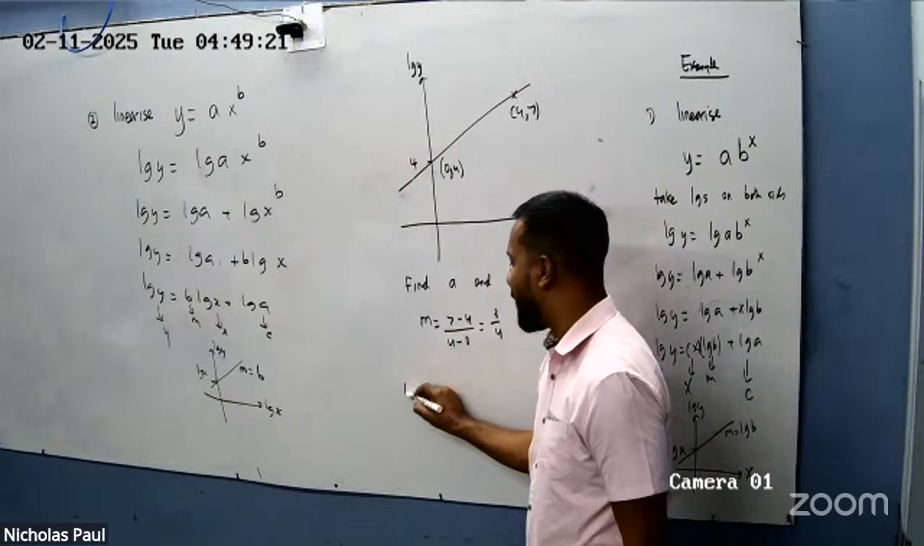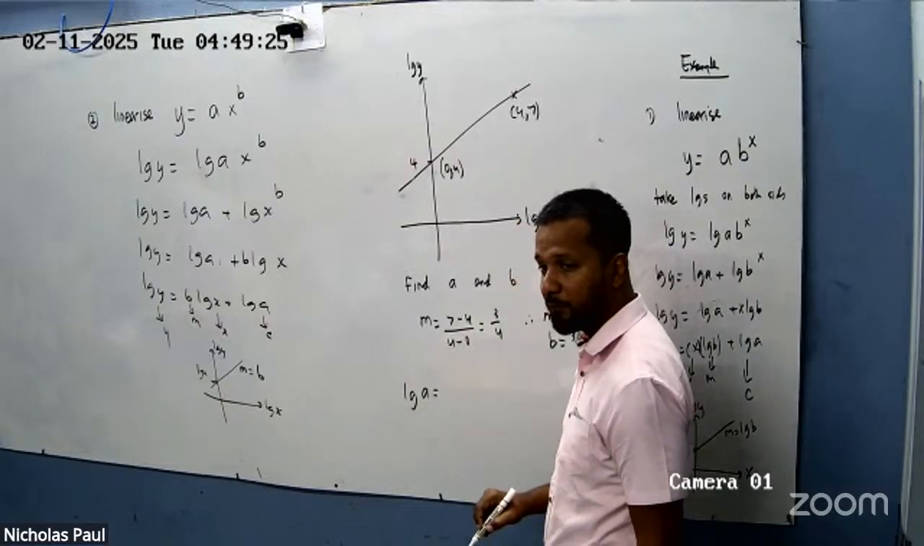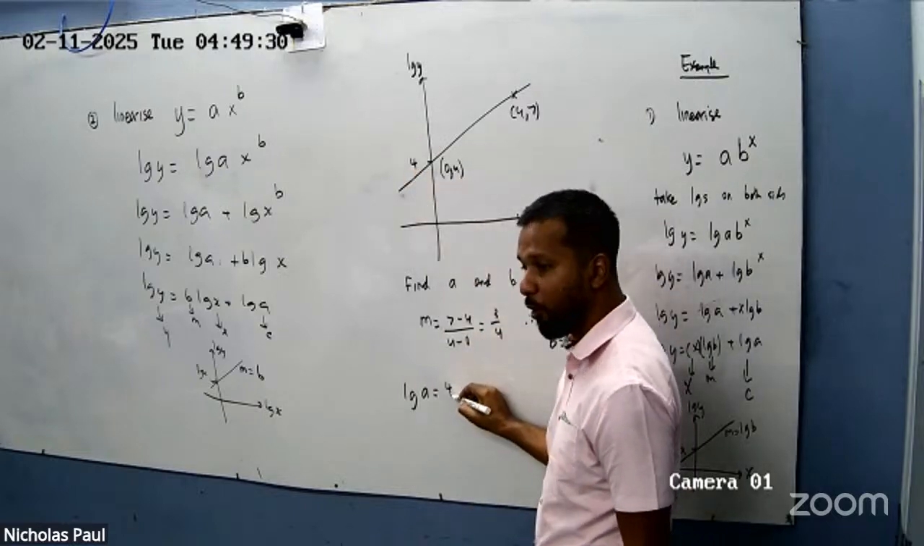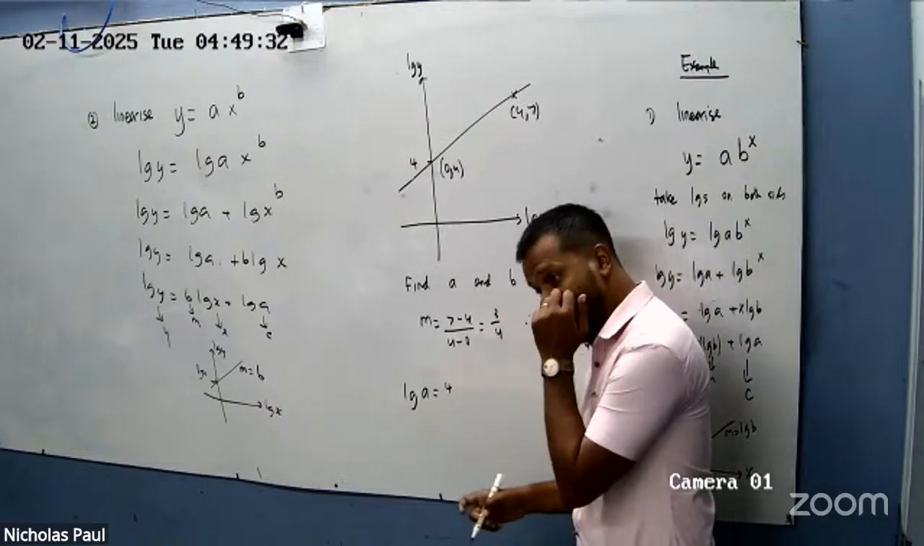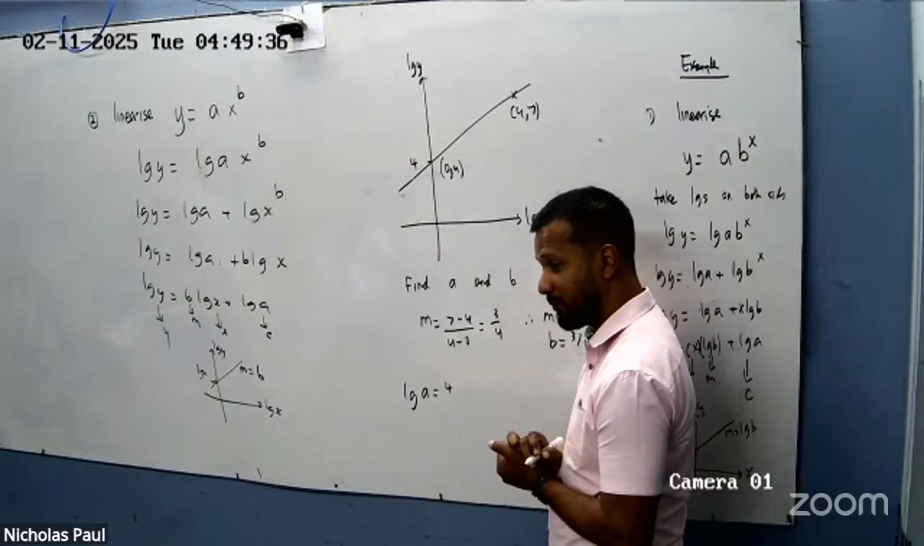Here's the problem though. We know that log A is what? Log A is the y-intercept, which is 4. How are we working this out?